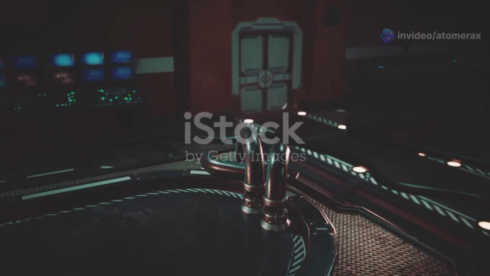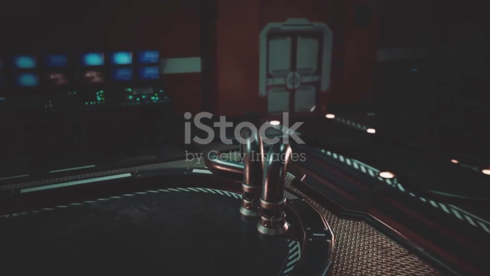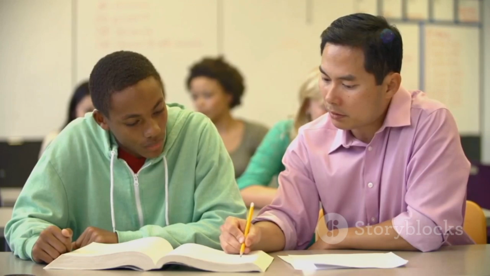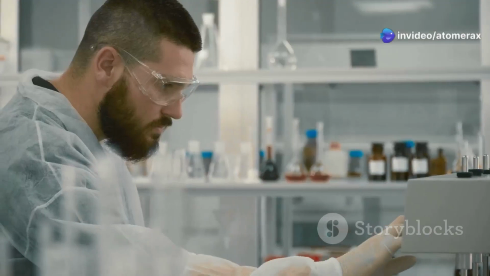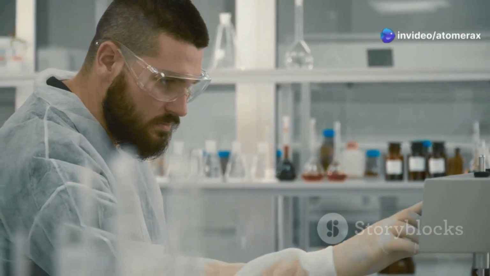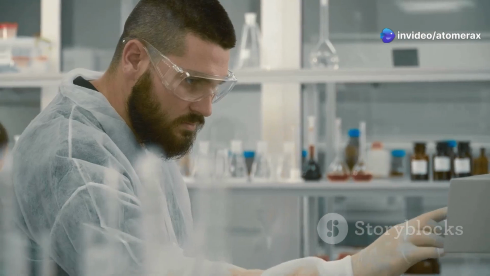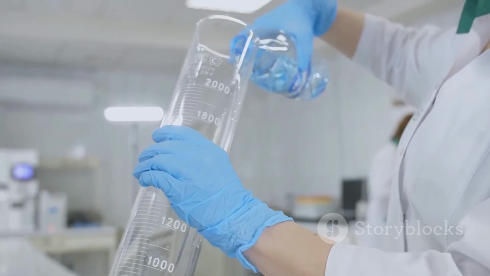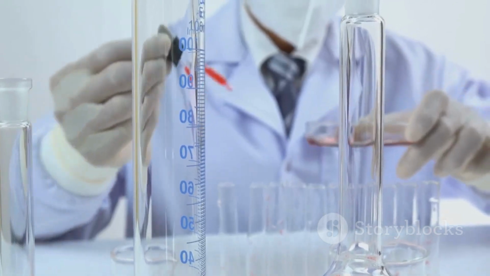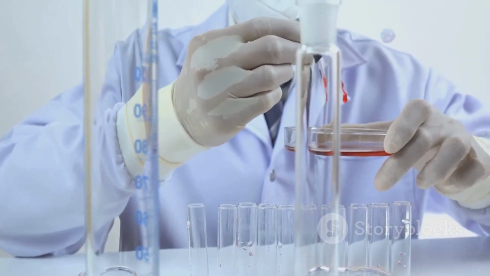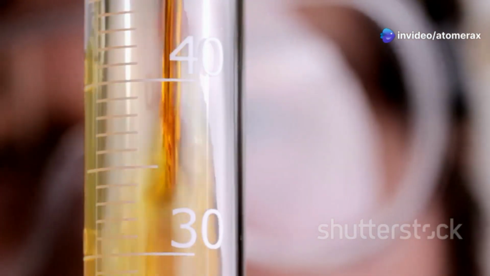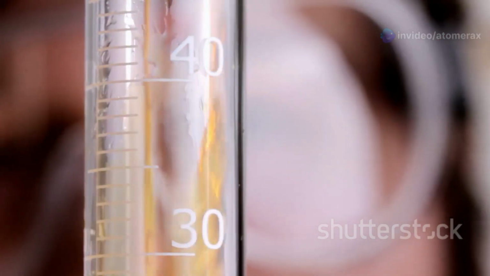Section 7. Practical applications, from instruments to engineering. Significant figures aren't just theoretical concepts confined to textbooks. They have real-world implications in countless fields, from scientific research to engineering marvels. Imagine you're a scientist measuring the volume of a liquid using a graduated cylinder. The precision of your measurement depends on the markings on the cylinder. If the smallest markings represent 0.1 milliliters, you can only estimate the volume to the nearest tenth of a milliliter.